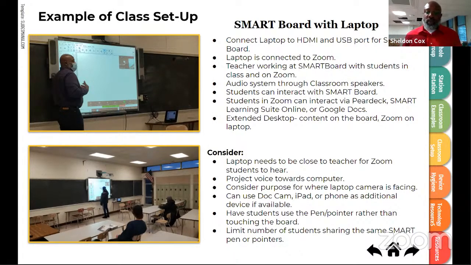If you have a limited number of students, then you can pretty much dedicate a smart pen to a student. For example, say I have only four students in the classroom and there are four pens in the pen tray. I can say each person has their own color, so there is less contact from kids using each other's pens as they use a smart board. So I can dedicate a pen to a student, depending on the number of students in the classroom. And of course, make sure to address all social distancing and all the CDC guidelines.